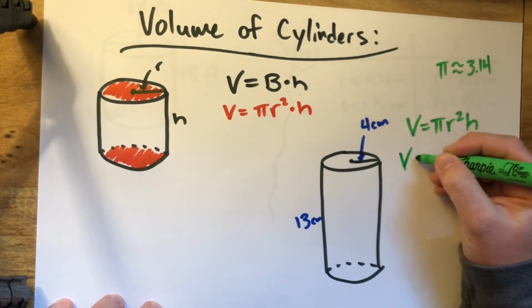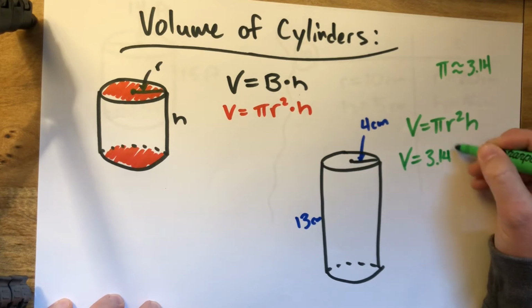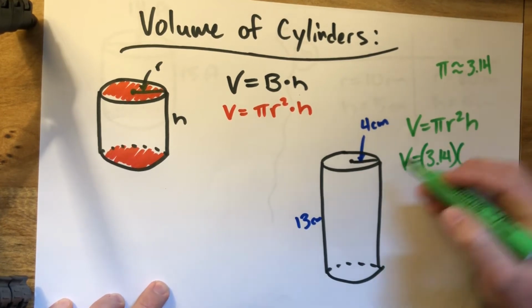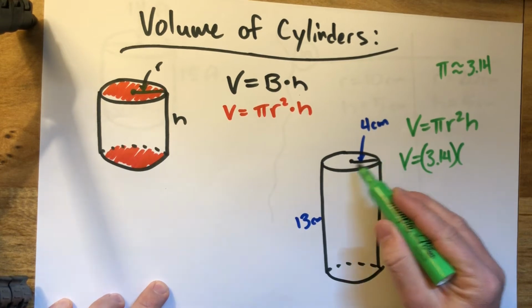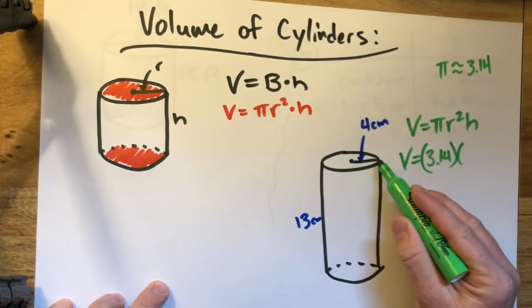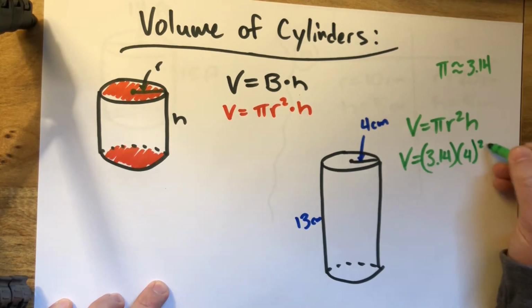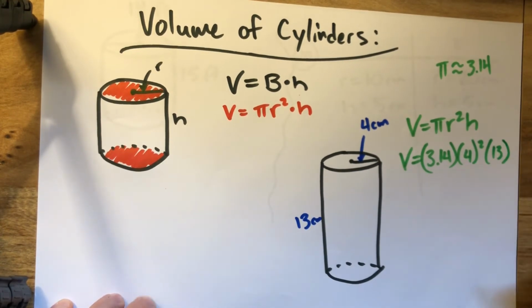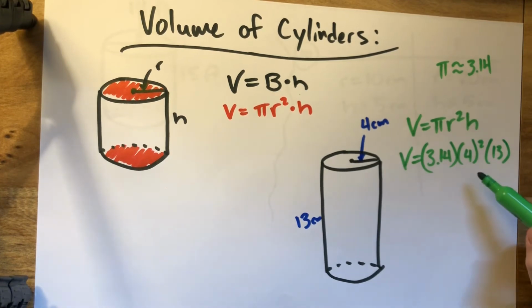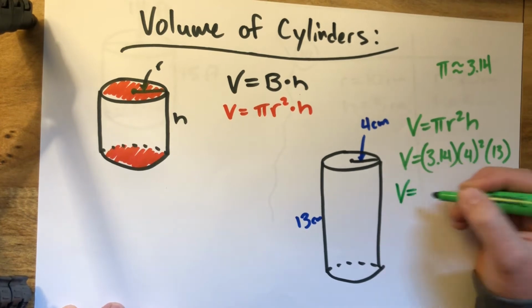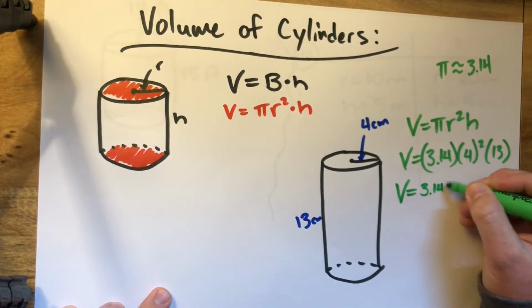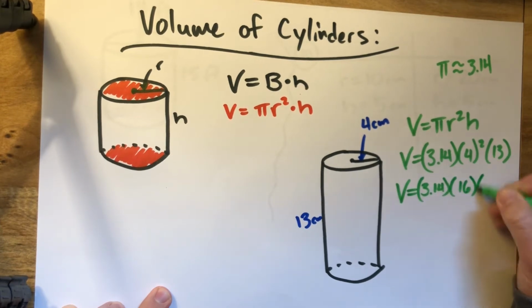So let's work this out. We got volume equals 3.14 for pi. Radius is center out, mind you. You might see the diameter, but radius is going to be the center out, so that's going to be 4 squared, and then times the height of 13. One spot that you might make a mistake is not squaring your radius first. You must square your radius first, and that is taking 4 times 4, not 4 times 2. 4 is a factor twice. 4 times 4 is 16, so make sure you do that. Square the radius first. We have 3.14 times 16 times 13.